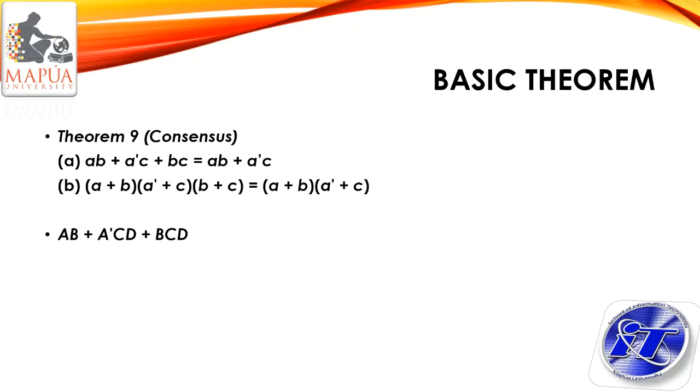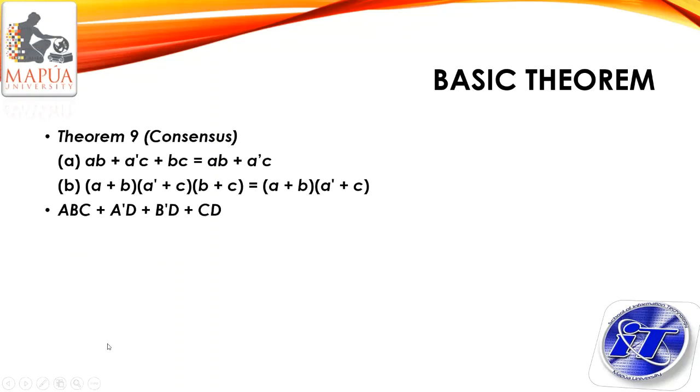So let's have an example. We have AB + A'CD + BCD. So let's implement theorem number 9 for the first two terms. Do we have a complemented variable? Yes, A'. And the variables added to it, B, C, D, are they present in the third term? Yes. So remove the third term, and the result will be AB + A'CD. So this will be our final answer.